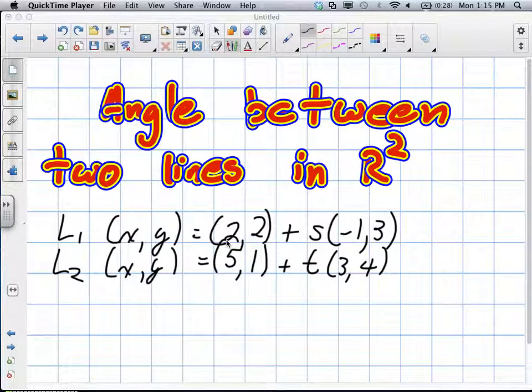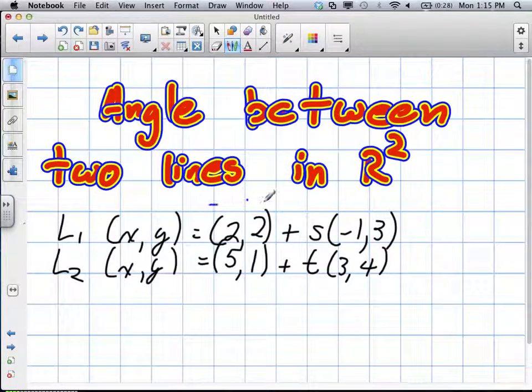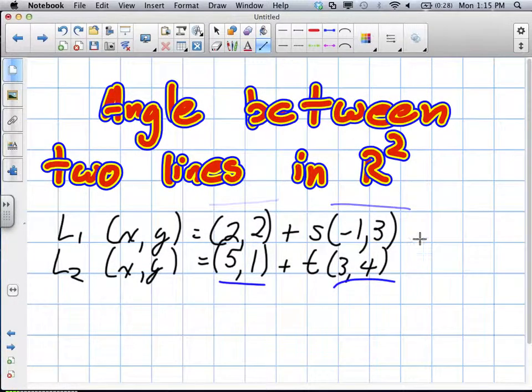Okay, angle between two lines in two-dimensional space. So we have our vector equation of two lines. We know that line number 1 goes through this point here, and this is a directional vector. Line 2 goes through this point, has this as a directional vector. Now, they could lie anywhere in this space here.